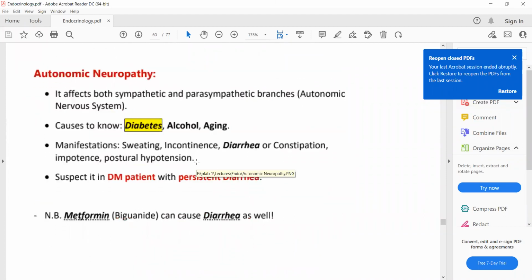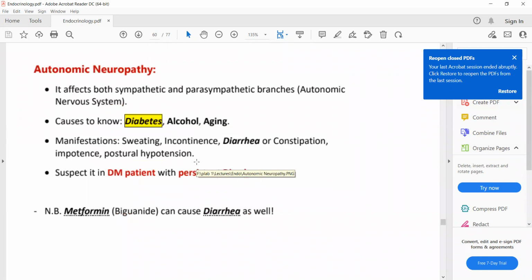Now, some more complications of diabetes: autonomic neuropathy. It is a microvascular complication of diabetes. Autonomic nerves are damaged due to damage to the microvessels that supply blood to the autonomic nerves. So a patient with a history of uncontrolled diabetes mellitus who has persistent diarrhea or constipation or postural hypotension or impotence, signs and symptoms of autonomic nervous system dysfunction, then your diagnosis will be autonomic neuropathy.